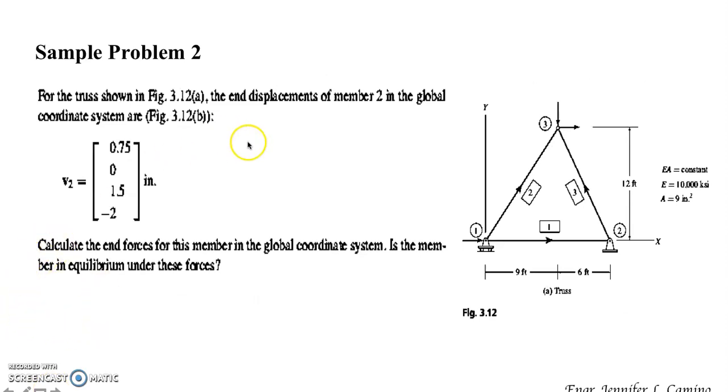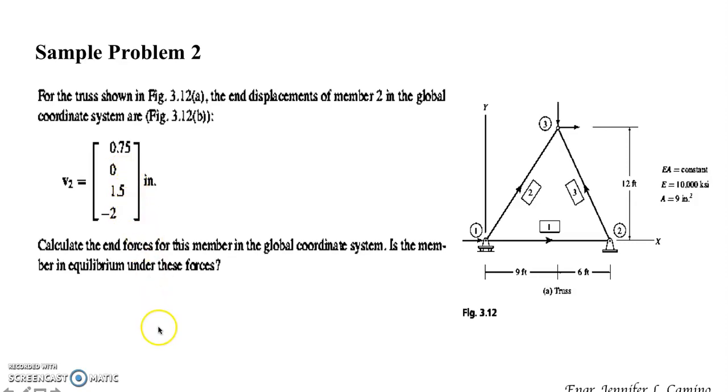Example number 2, you're given this figure. You're given the member end displacement for member 2 in the global coordinate system. So this is member 2. We have here the values written in matrix form: 0.75, 0, 1.5, -2 inches. So 1 and 2 are at the beginning of the member, 3 and 4 are at the end of the member.